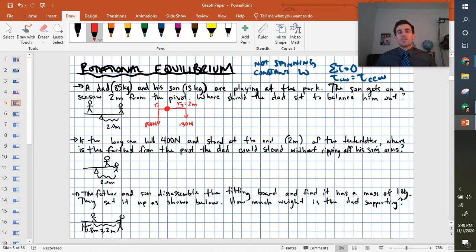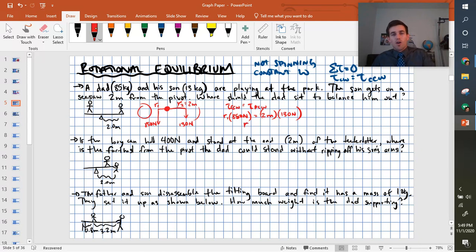So from here, we can already start setting up our torque problem. I'm going to say the torques that are going clockwise equal the torques that are going counterclockwise. In fact, I'm going to do it the other way around. Sorry, counterclockwise and clockwise, just so that these ones are on my left side and these ones are on my right. So that would be R1, the lever arm of the dad, times 850 newtons, is equal to the lever arm of the son, that's 2 meters, times the force of the son, 130. So you can see that I have the torques that are going clockwise on the right side and the torques that are going counterclockwise on the left side.